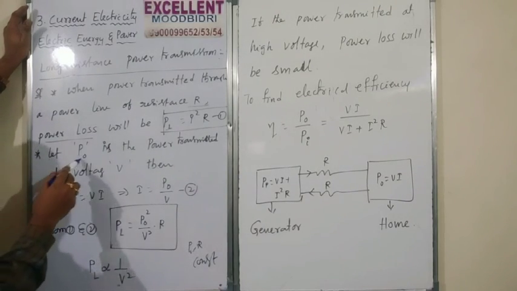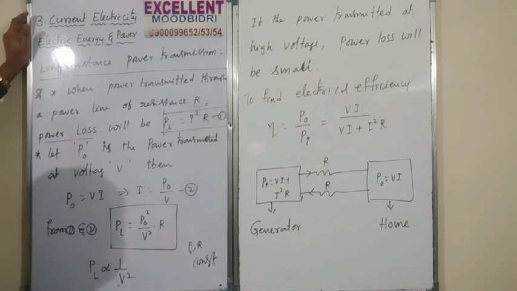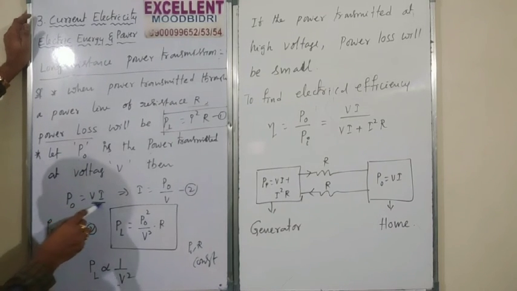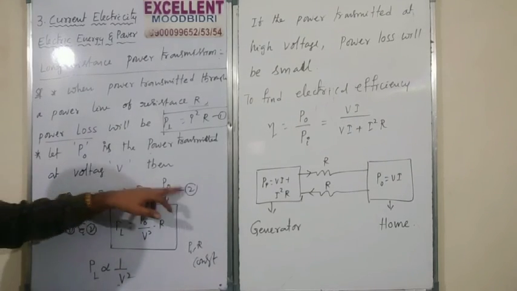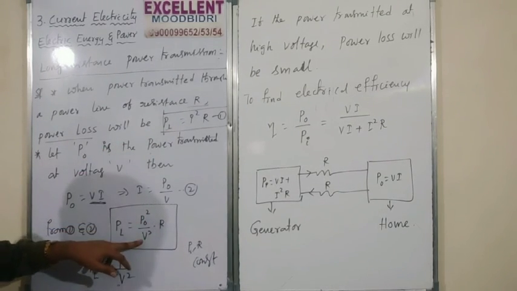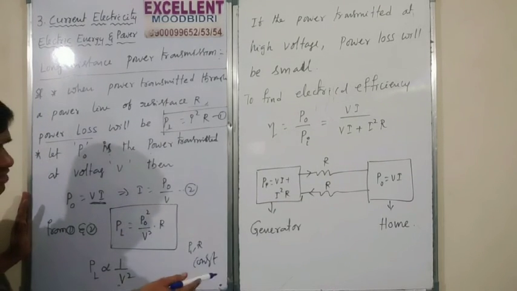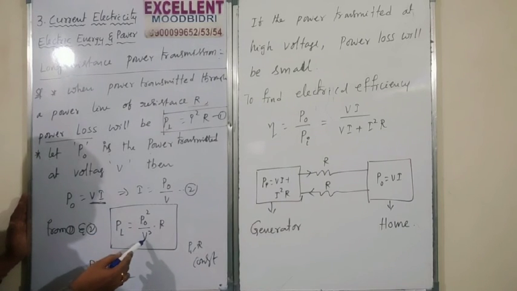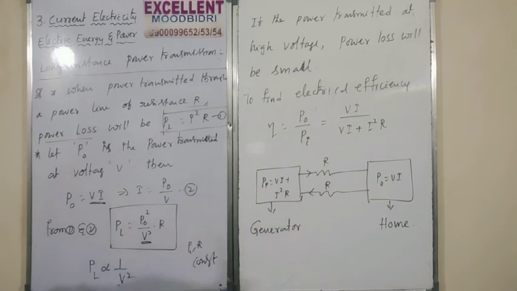Then let P naught be the power transmitted at voltage V. Then P naught is V into I. So I is equal to P naught by V, equation number 2. So from 1 and 2, PL is equal to P naught square by V square into R. Here P naught and R are both constant. Therefore, the power loss PL is inversely proportional to the voltage square. That means if we send with high voltage, the power loss is minimum.